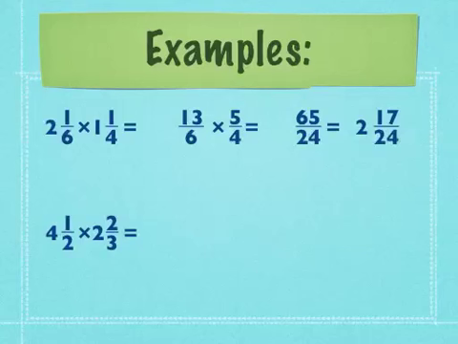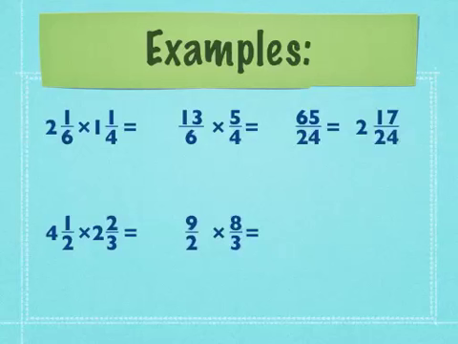The next example says 4 1/2 times 2 2/3. Remember, change them both to improper fractions. To change 4 1/2 to an improper fraction, you do 2 times 4, which is 8, plus 1 is 9. Leave your denominator alone, so 9/2. Times, to change 2 2/3 to an improper fraction, you do 3 times 2, which is 6, plus 2 is 8. Leave your denominator alone, you have 8/3.